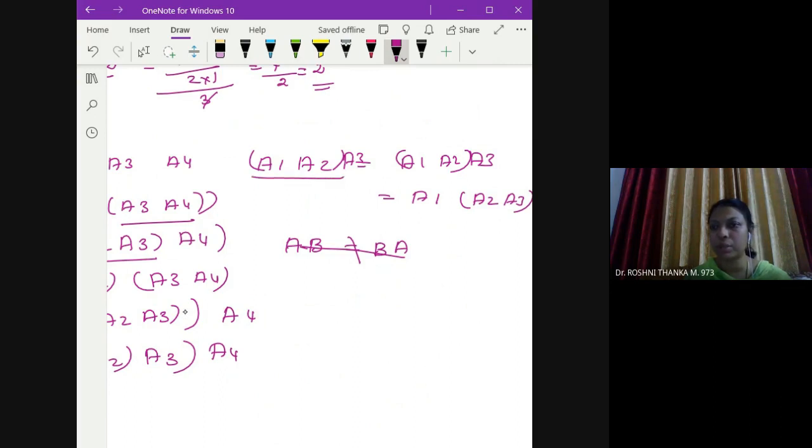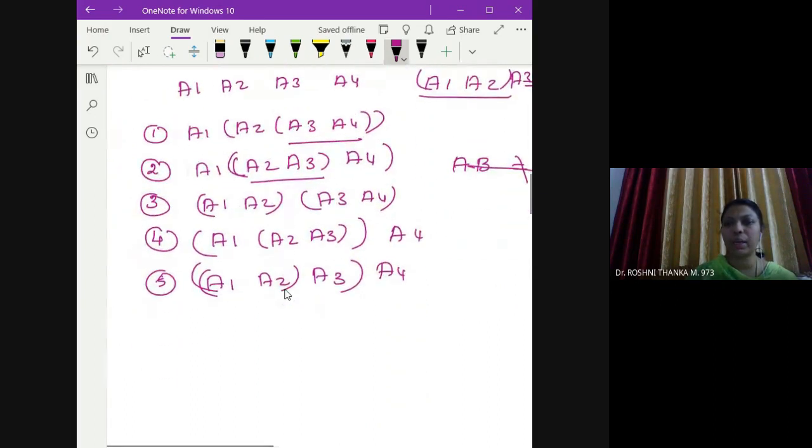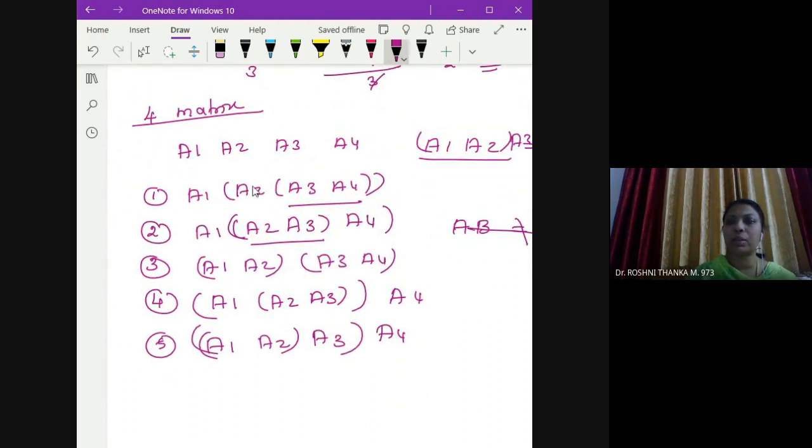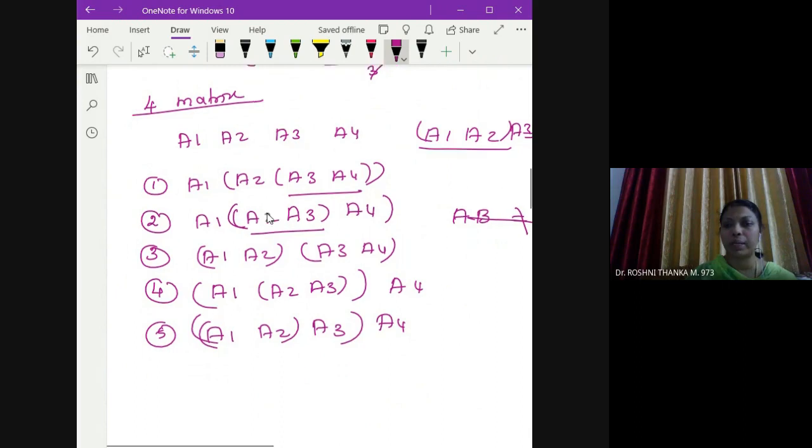It is associative. You can multiply A1 and A2 then with A3, or A2 and A3 is first multiplied, then it is multiplied with A1. You cannot change this order like A3 into A2. This is not possible. So matrix multiplication is only associative. It is not commutative. Okay. So let us apply this in a formula and let us find how many possible parenthesizations I can do when I have 4 matrices.